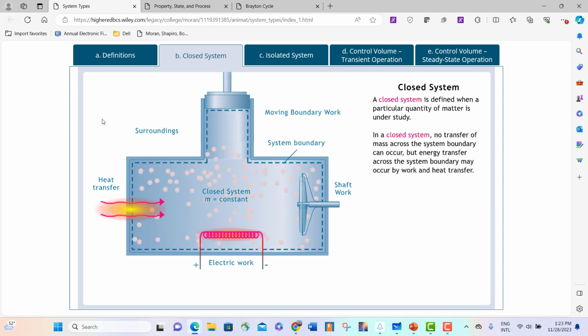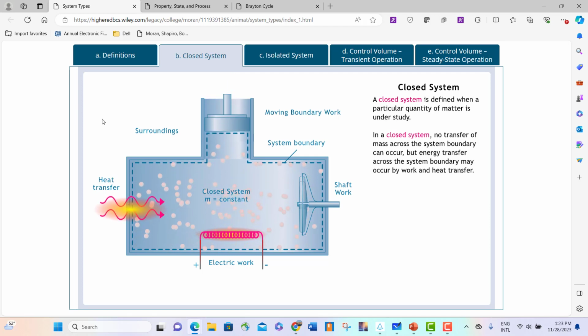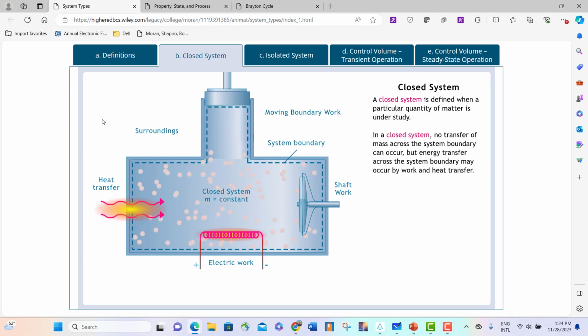It's defined when a particular quantity of matter is under study. And in a closed system, no transfer of mass across the system boundary can occur, right? So things are happening on it. Work and heat is being done on the system, but there's no inlet. There's no additional mass coming in or exiting the system.